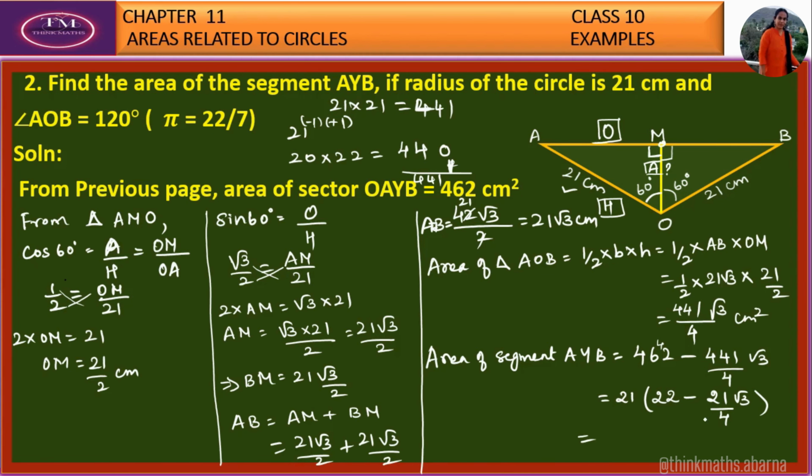So now if we take 4 as LCM, we have to multiply here by 4. So 22 into 4 is 88. So 88 minus 21 root 3 divided by 4, centimeters square. So this is the area of segment AYB. With this you can stop, or you can calculate if the root 3 value is given. Here the root 3 value is not given, so you can stop with this.